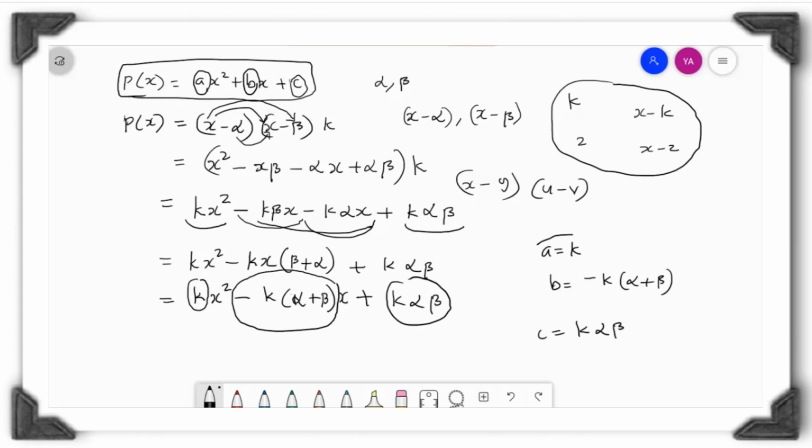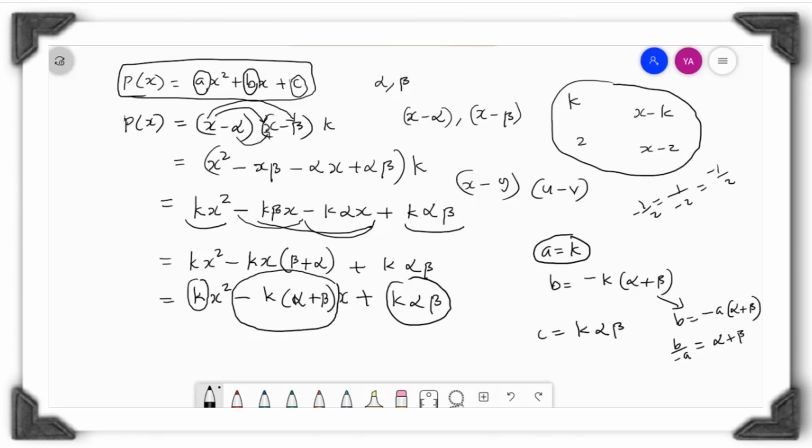So you substitute k is equal to a in these two lines. So b is equal to minus k. For k you can write a because k and a are equal. So minus a into alpha plus beta. Next step, you can take minus a to the left side. So it will become b by minus a is equal to alpha plus beta. Okay. And you know 1 by minus 2 is equal to minus 1 by 2. So the negative can be put here also, like minus 1 by 2, no problem.